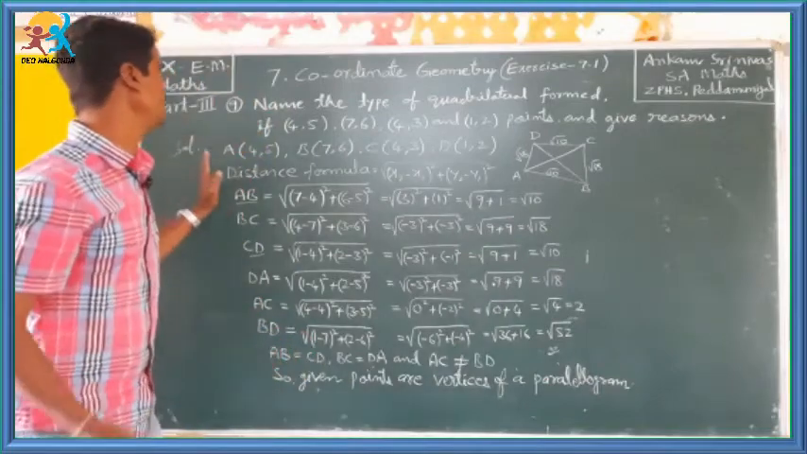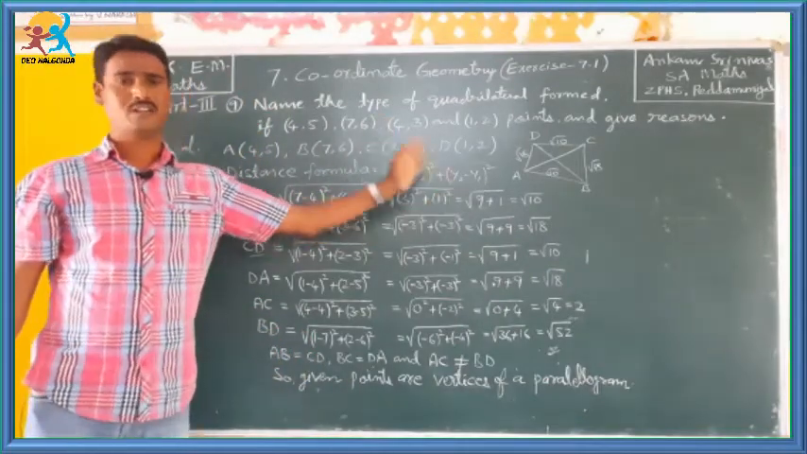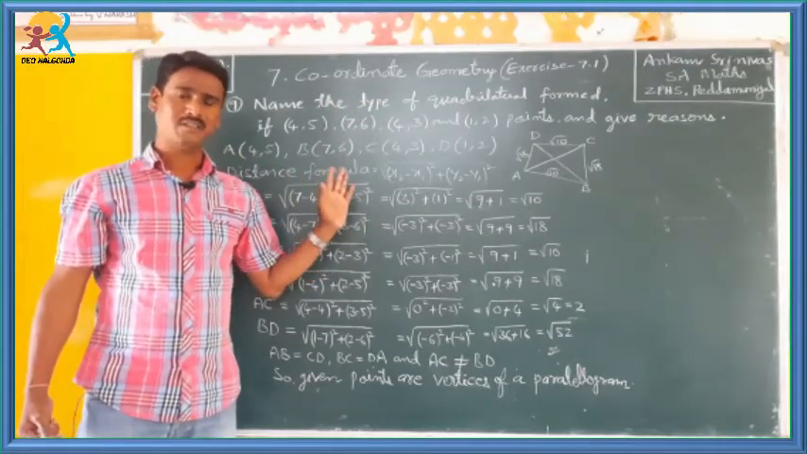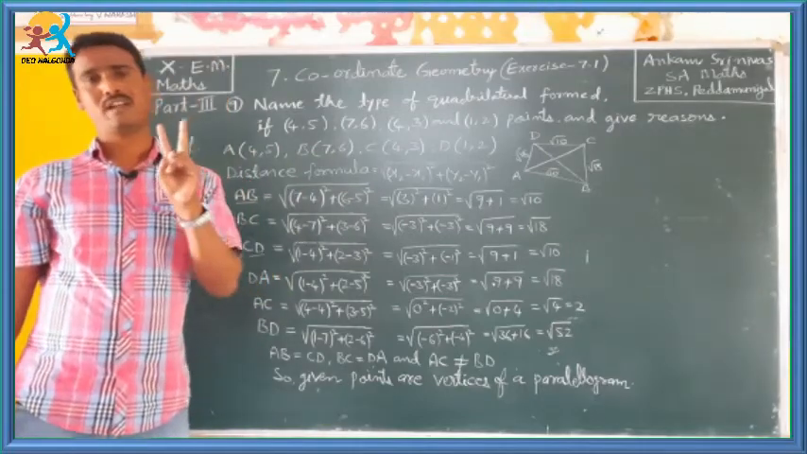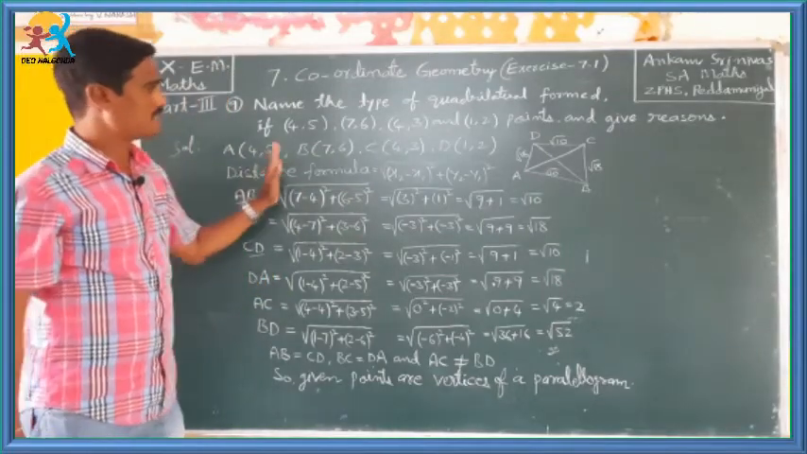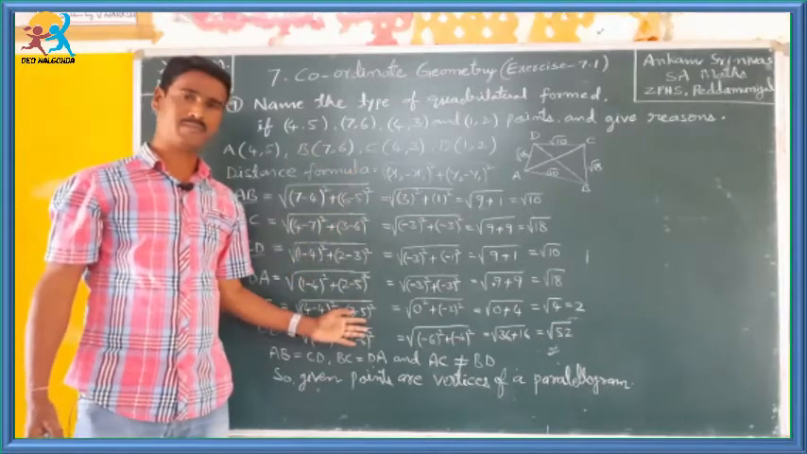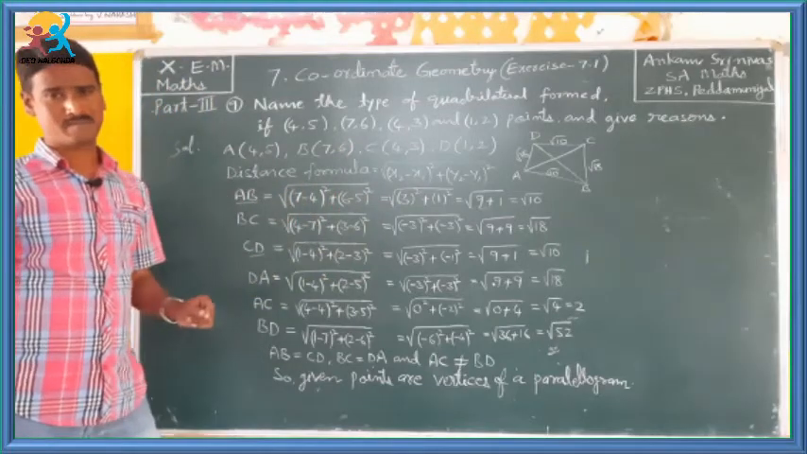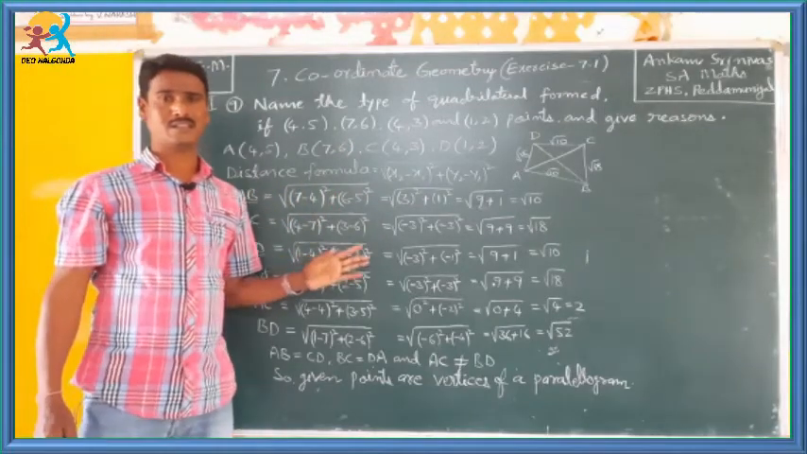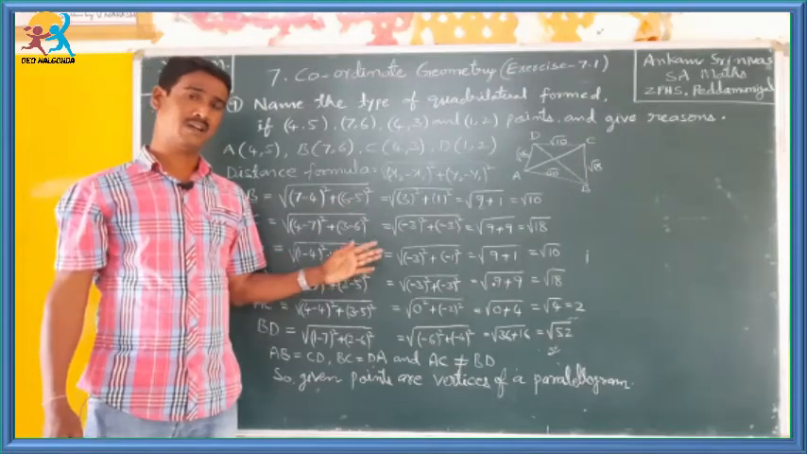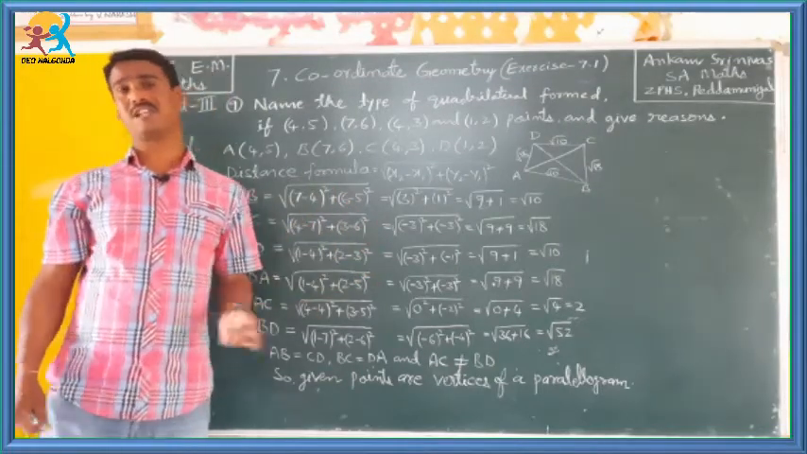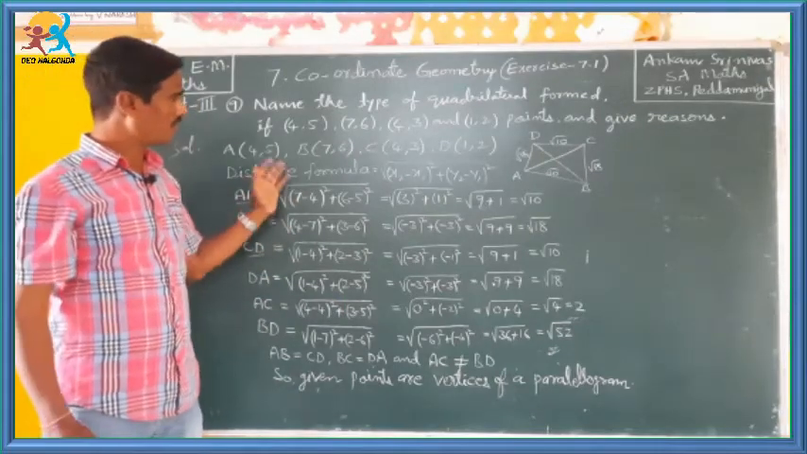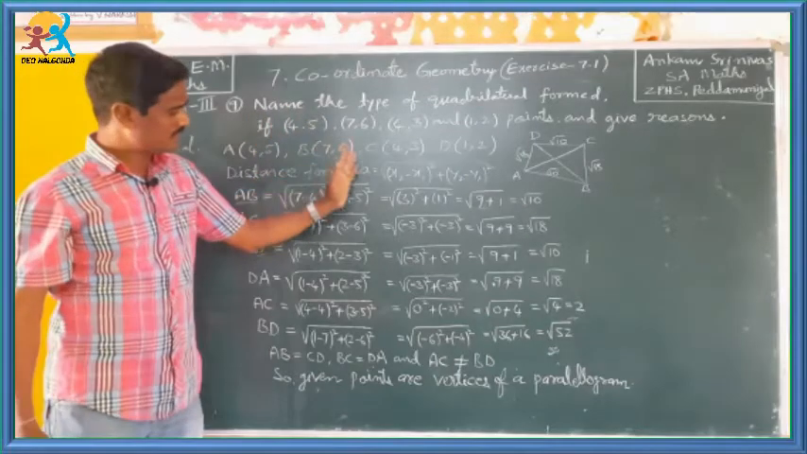Dear children, when we are given the four vertices of a quadrilateral, to check which type of quadrilateral it becomes, we have to find the lengths of the four sides and the lengths of the two diagonals. If opposite sides are equal, it becomes a parallelogram. If opposite sides are equal and diagonals are also equal, it becomes a rectangle. If all sides are equal, it becomes a rhombus. If all sides are equal and diagonals are also equal, it becomes a square. So we have to follow these instructions.